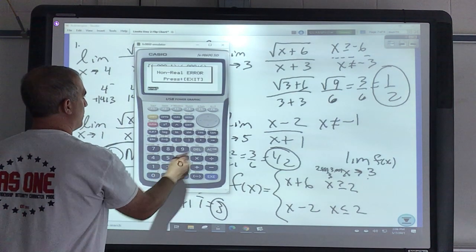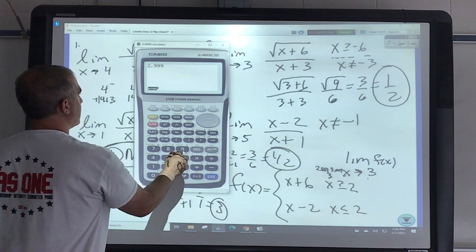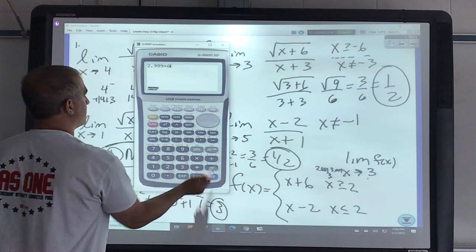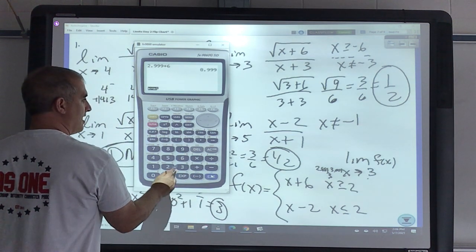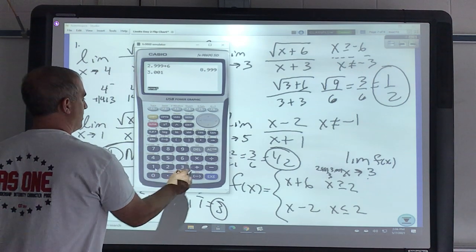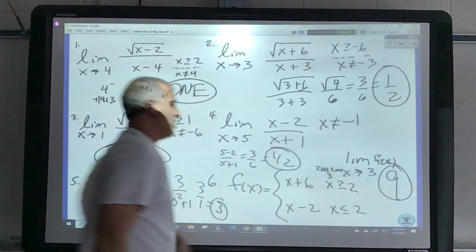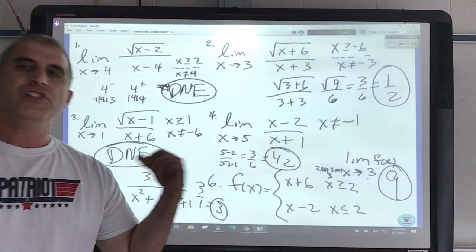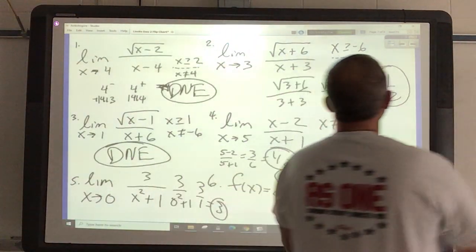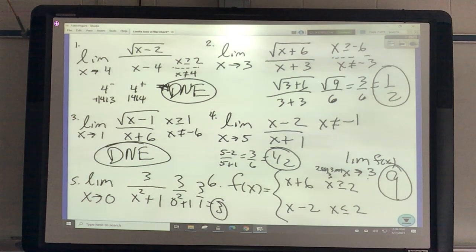Okay, so I got 2.999 plus 6 is about 9, and then 3.001 plus 6, it's about 9. So this answer is 9. Okay, why? Because that 3 was well inside. So you really have to monitor, where is the limit approaching? Is it part of the discontinuity or not?